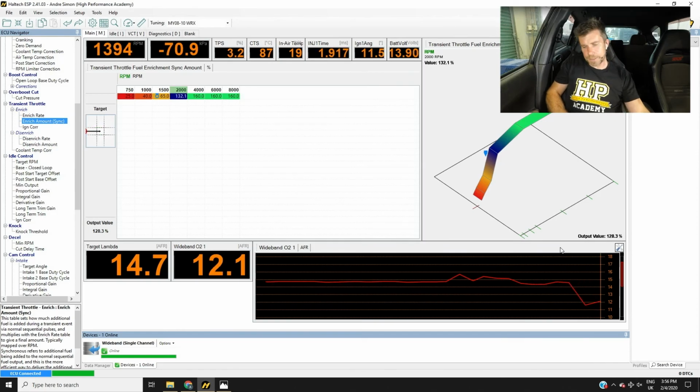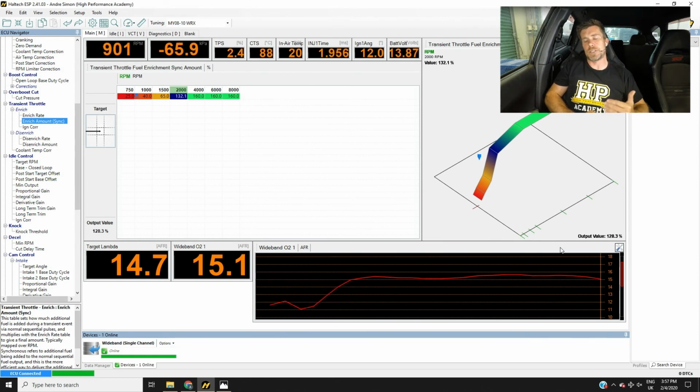Okay, so what we can see there is we've still got that lean initial spike. Again, not too worried about that. The engine still responded quite crisply, and then unlike last time, we actually start to move down towards our target air fuel ratio. So that's actually probably a step in the right direction.